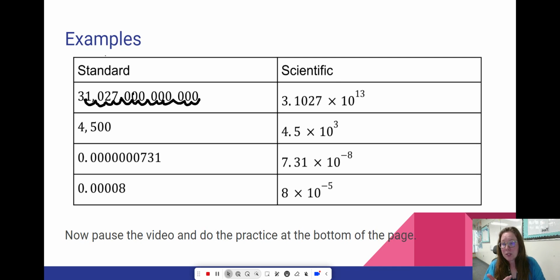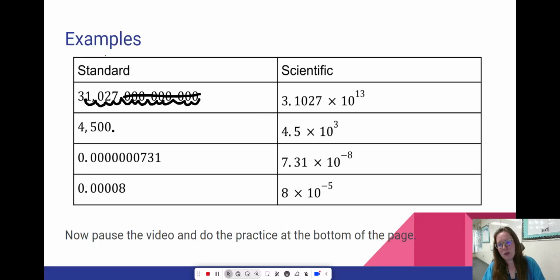So now I have 3.1027000000000, but all of these zeros that are after it that have no other numbers, we don't have to write. Now this 0 we do have to write because it's a placeholder. We've got some other actual numbers there. But all these afterwards we don't have to write. So we just have 3.1027 times 10 to the power of how many times did we move it? 1, 2, 3, 4, 5, 6, 7, 8, 9, 10, 11, 12, 13. We moved it 13 times.